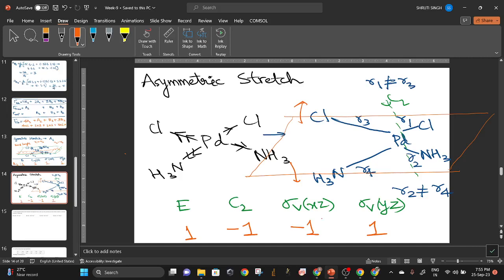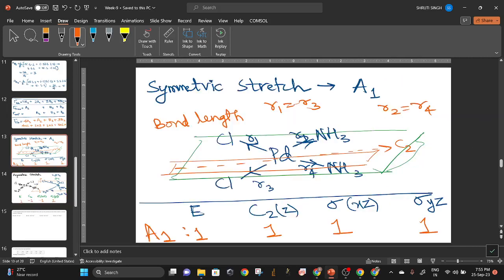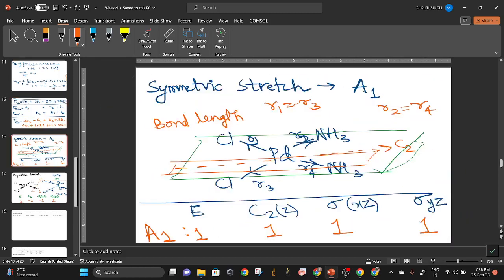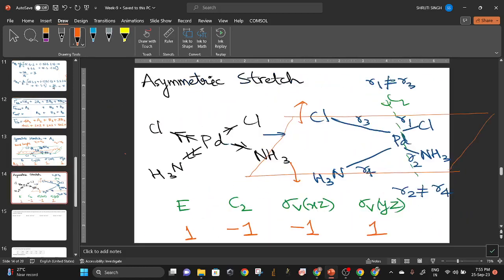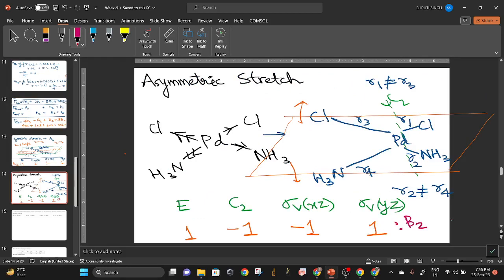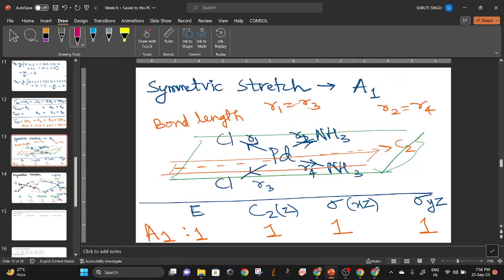Now we can check what mode this is. So we got 1, -1, -1, 1. So this is B2 mode. So asymmetric stretch belongs to the B2 normal mode.